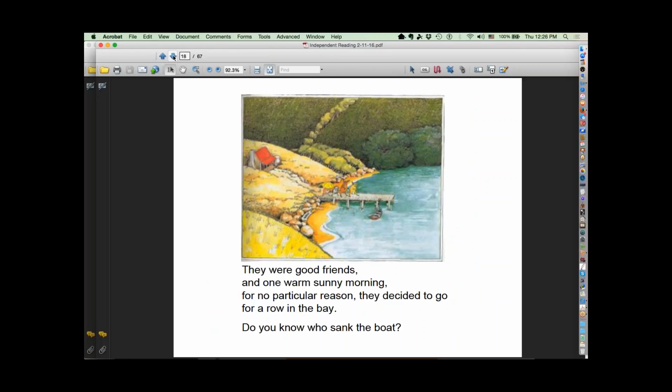Peffer. They were good friends, and one warm, sunny morning, for no particular reason, they decided to go for a row in the bay. Do you know who sank the boat?